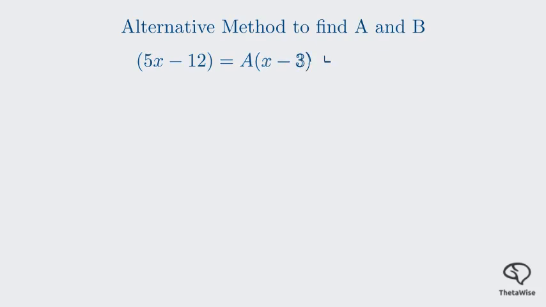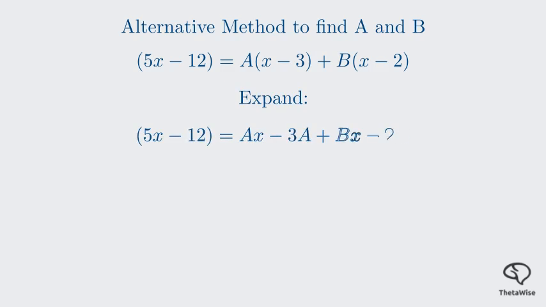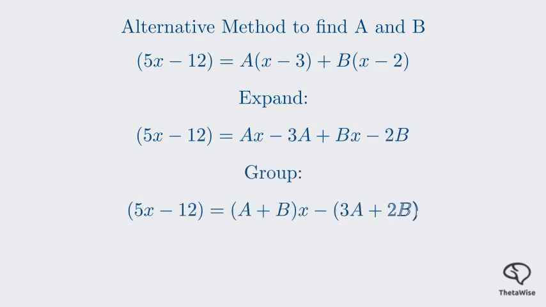Let's revisit our polynomial equation from before. This equation is true for all values of x. This means the polynomial on the left must be identical to the polynomial on the right. If two polynomials are identical, their coefficients for each power of x must be the same. First, we expand the right-hand side. This gives us Ax - 3A + Bx - 2B. We then collect terms that have x and terms that are constants.